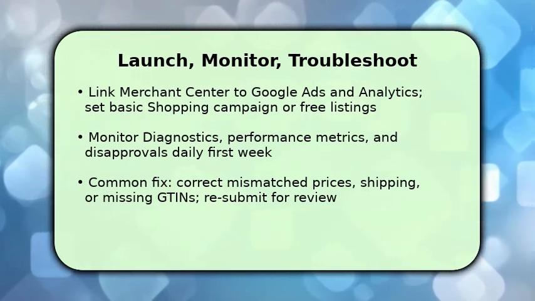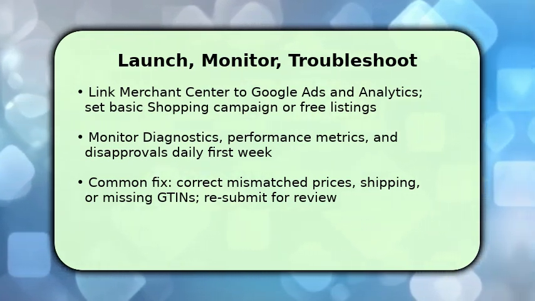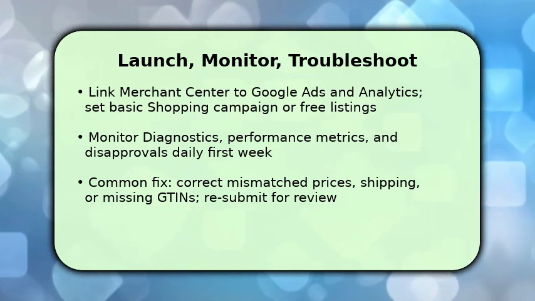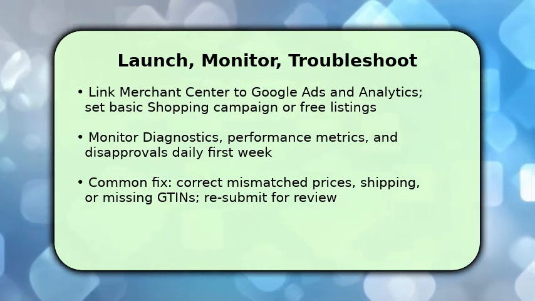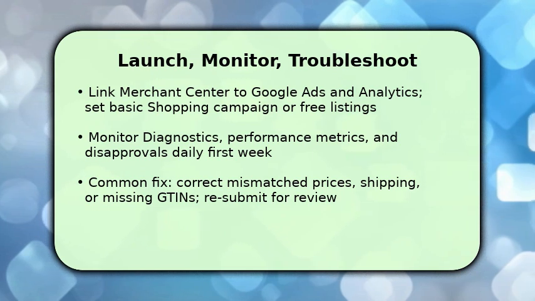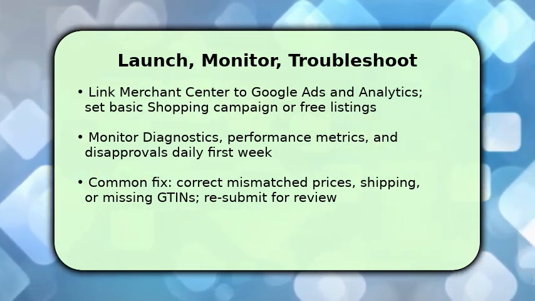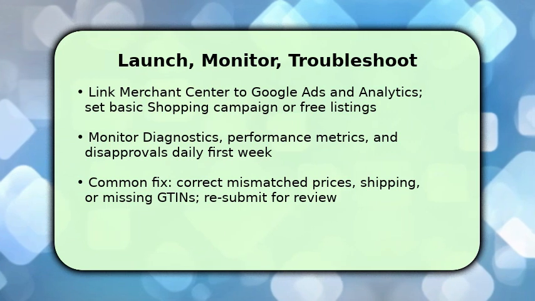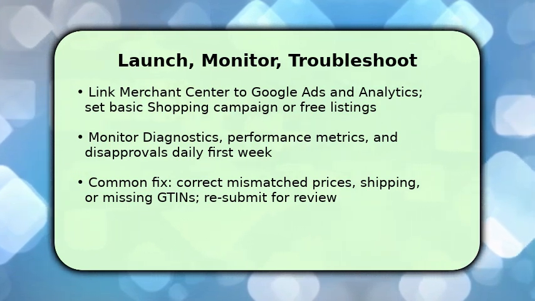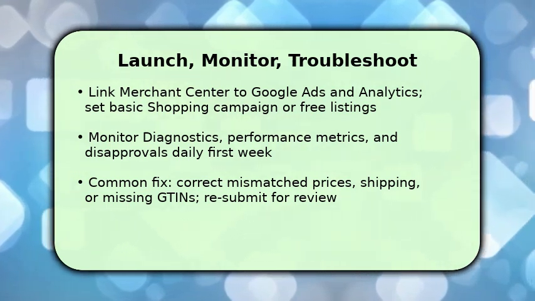Once live, monitor diagnostics and performance daily the first week. Look for spikes in disapprovals or policy issues. If a product is rejected, inspect price and availability mismatches, missing GTIN or policy text in descriptions, correct the feed and resubmit. If problems persist, use Merchant Center support and review account-level policy.